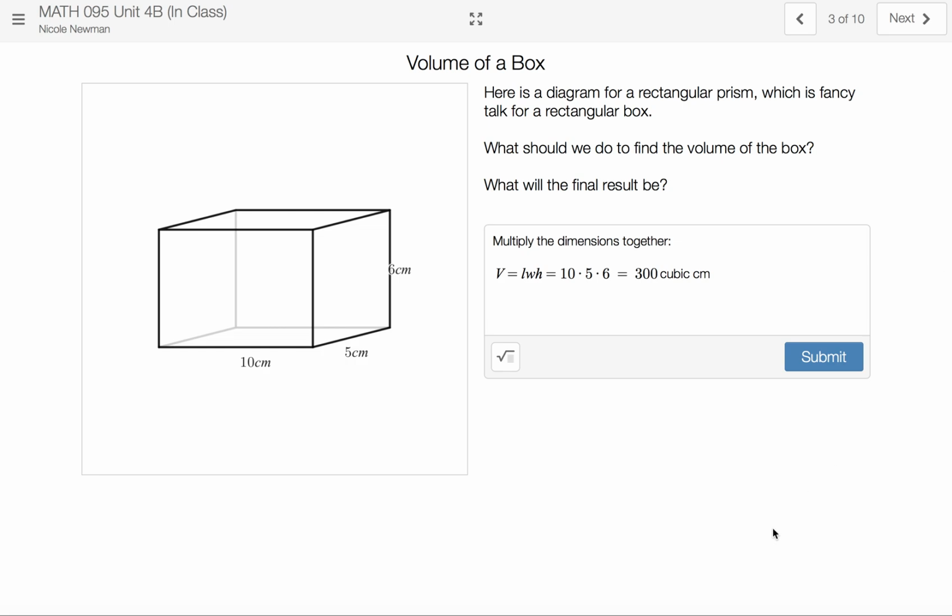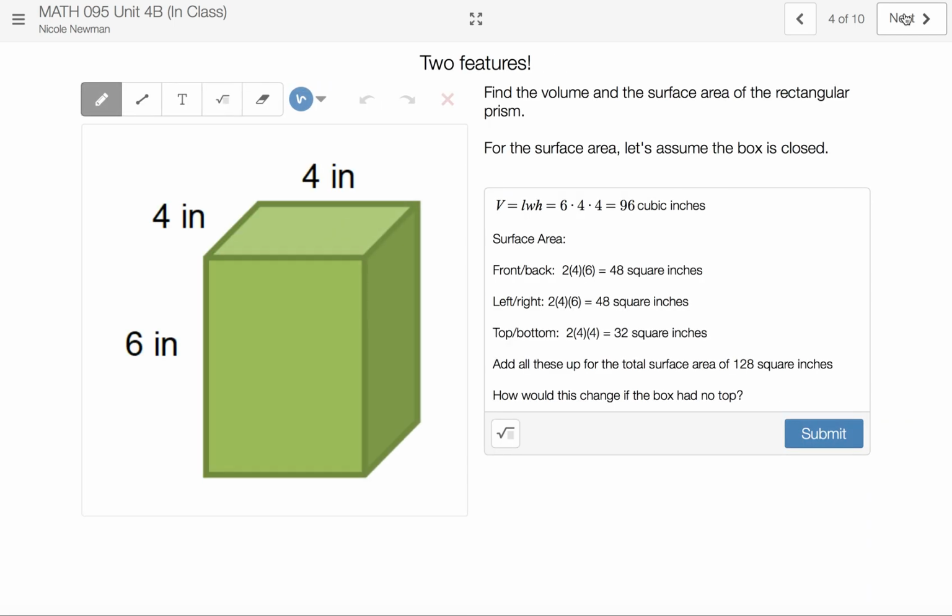For a box, if we want to find the volume, we'll multiply the dimensions together, length by width by height. It doesn't matter what order we go in. 10 times 5 times 6 ends up giving us 300 cubic centimeters. Here's a new box. I ask for 2 features, the volume and the surface area. The volume is my favorite. Multiply your dimensions together. 96 cubic inches is what we would get for the volume.